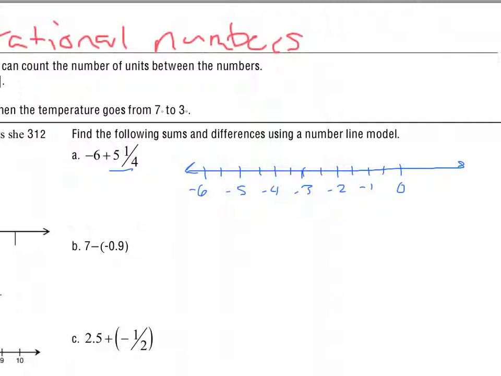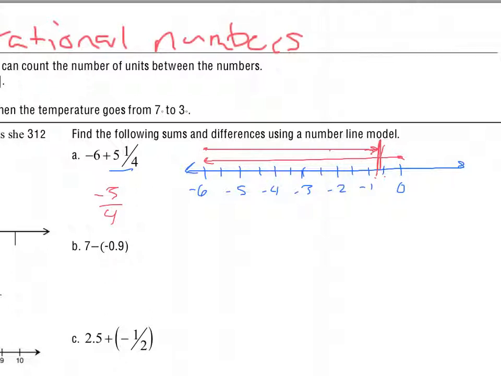So I start with my 0 all the way back to negative 6, and then plus 5.5. So forward 1, 2, 3, 4, 5 gets me to negative 1, and then an additional 1/4. So that's going to be halfway between my 1/2. So when I start to look at this, what I have left here is 1/2 plus 1/4. So that's going to be negative 3/4.